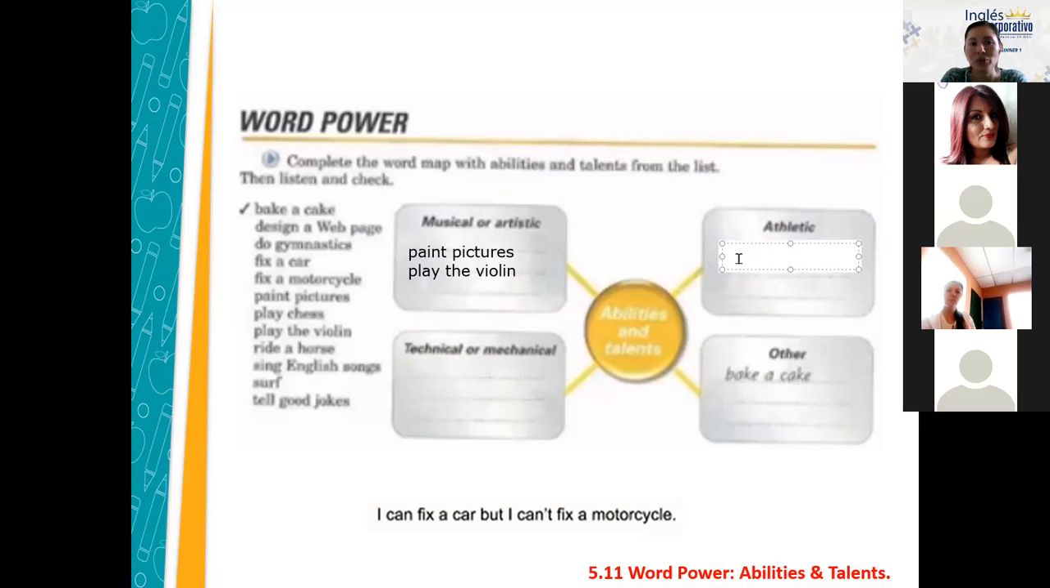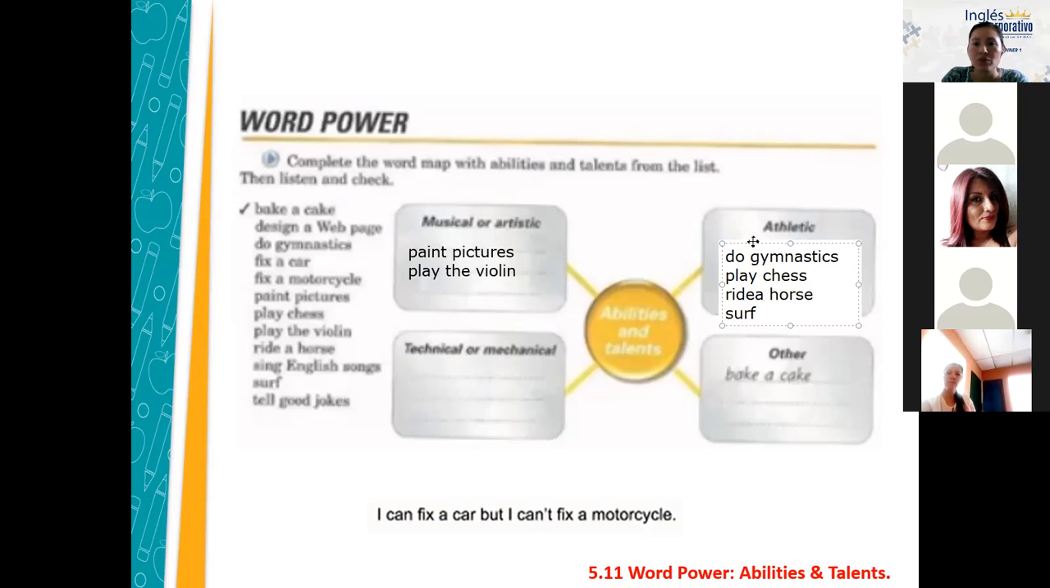So then we have athletic, meaning sports, right? We can add gymnastics. I don't know if play chess goes here. No sé si iría acá. Puede ir en other también, ¿verdad? No sé si es considerado un deporte de cerebro, ¿no? Then you have ride a horse, and then surf. So those can probably be considered athletic. We're going to put it here.